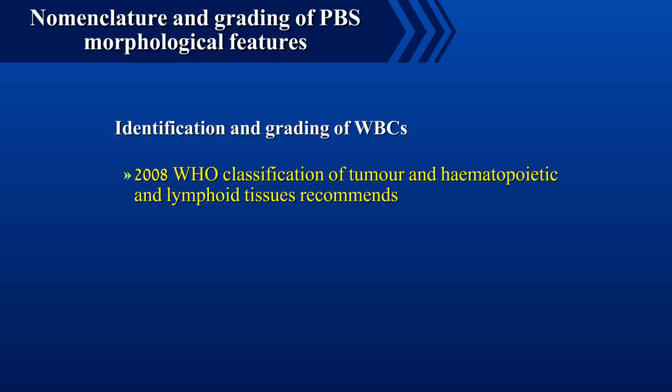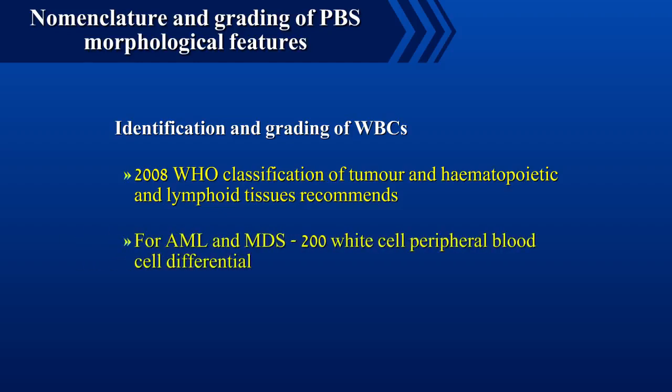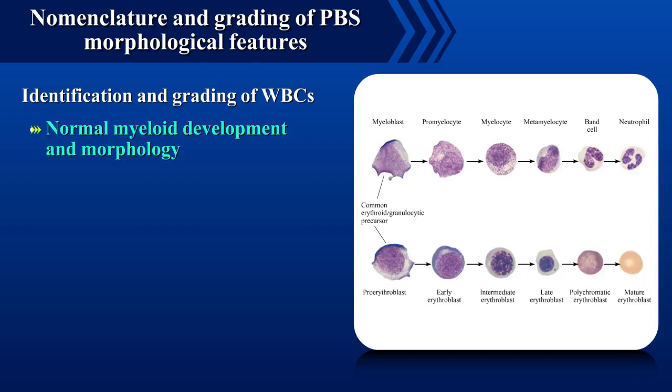WBC differential involves the classification of white cells based on their size, nuclear shape, chromatin pattern, cytoplasmic appearance, and content. The 2008 WHO classification of tumors of hematopoietic and lymphoid tissues recommends a 200 white cell peripheral blood cell differential to be performed as a part of diagnostic workup in AML and MDS. However, a 100 white cell differential is more usual in the routine hematology laboratory. First, we shall have a look at normal myeloid development and morphology.